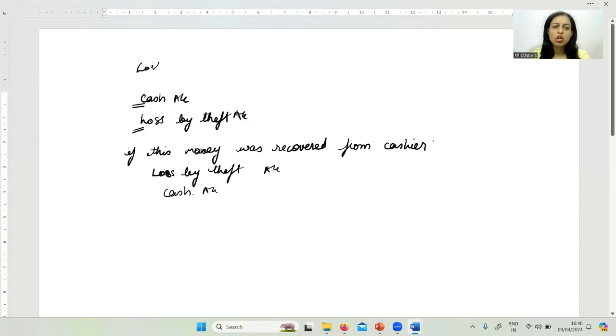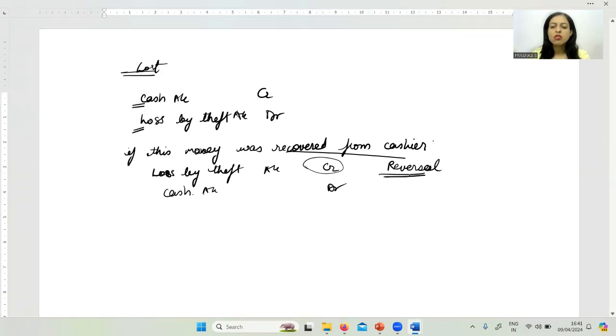In the first case, when there was a loss, cash is lost, and we know that cash is going out, so we credit, and loss is always debited because it's a nominal account. So this will be debited and cash will be credited. The reverse will happen when you recover it from the cashier. What will happen? Loss by theft is to be reversed. Now it will be credited, because you are recovering it, and cash account will be debited because this amount is brought into the business. Why am I crediting? Not because this is an account of profit or income, but because I am reversing this transaction. Reversal.